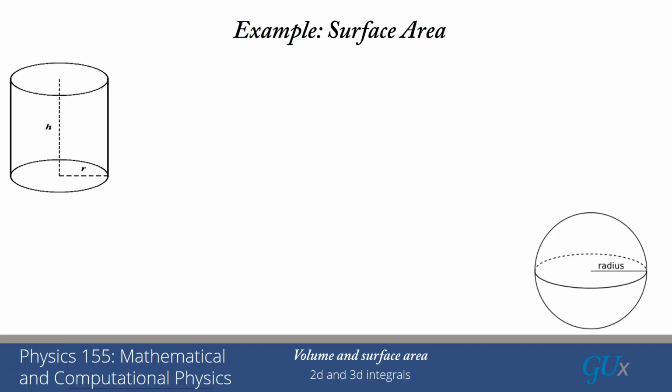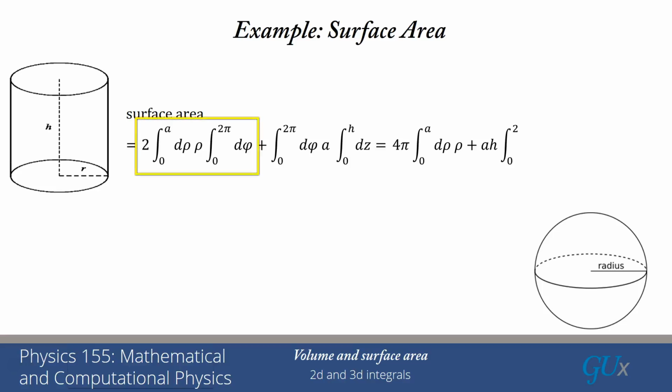So let's now look at surface area. For surface area, I have to do the surface area of the two circular end caps and then the surface area of the height of the cylinder itself. And so there are two different pieces I have to add together. Now there are two circular end caps, so I get a 2 in front of that one. The radius is going from 0 to a, the angles are going from 0 to 2 pi, and z is a constant here, so there's no integral over z because it's a two-dimensional integral because I'm just integrating an area.